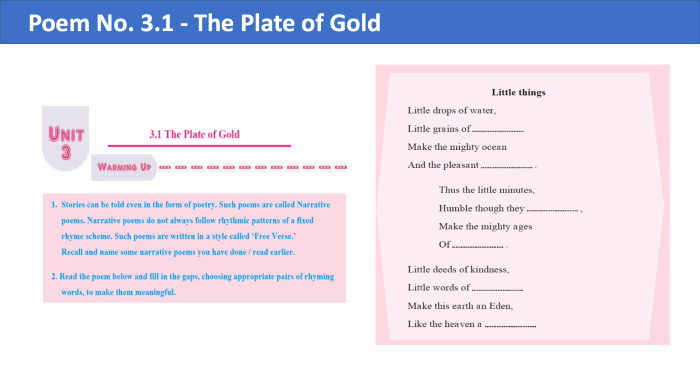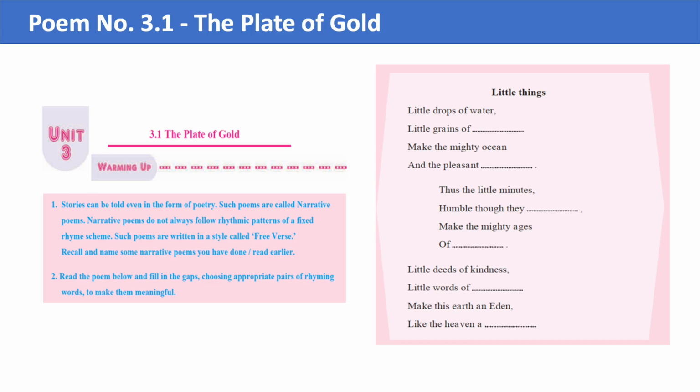Second, read the poem below and fill in the gaps, choosing appropriate pairs of rhyming words to make them meaningful. So, here one poem is given, but some blanks or spaces are there. We are going to fill those with the appropriate rhyming words to make the poem meaningful. So let's start filling the words. See in your textbook some word pairs are given. We are going to select a suitable pair and fill in the blank.